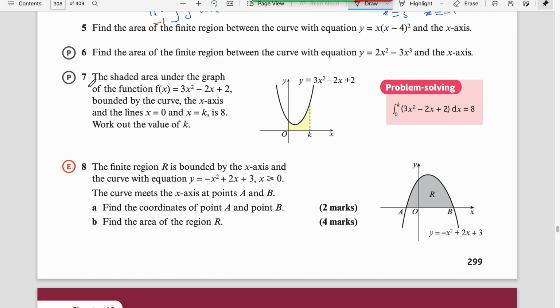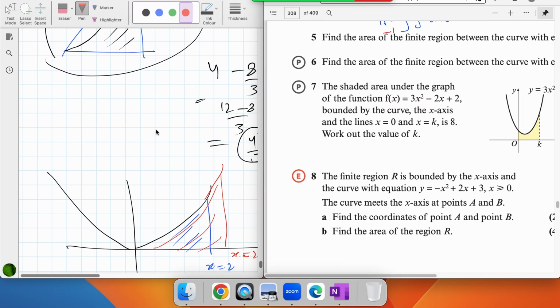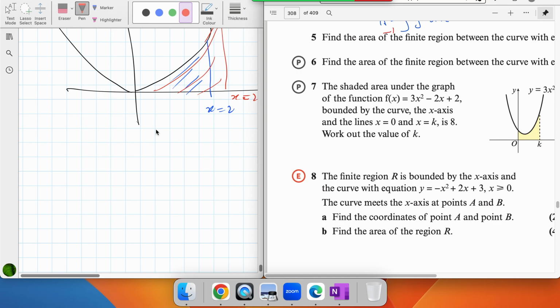What does question 7 have to say? The shaded area under the graph of the function is bounded by the curve and the x-axis and the line 0 to k is 8. Now area is given, one of the limits is missing. Let's try this one. It's just a little different in writing. The nature is 100% the same.